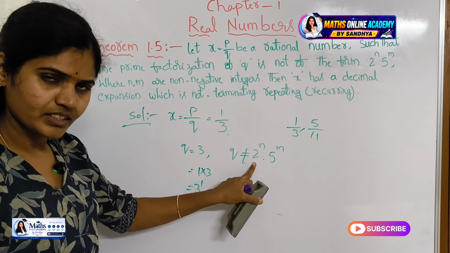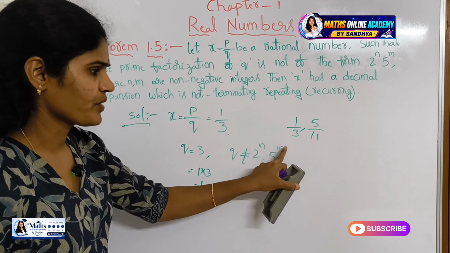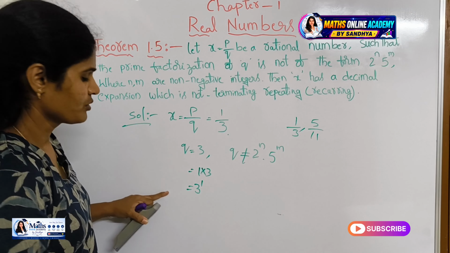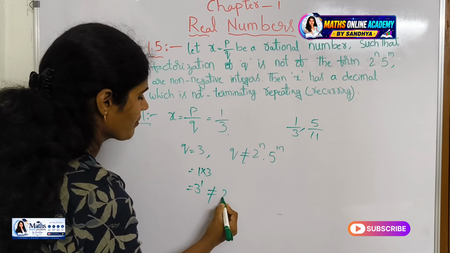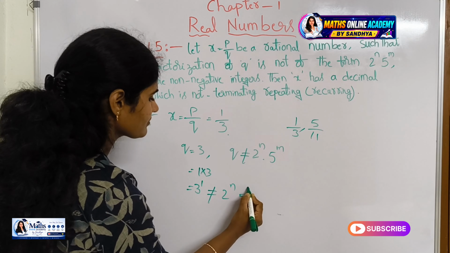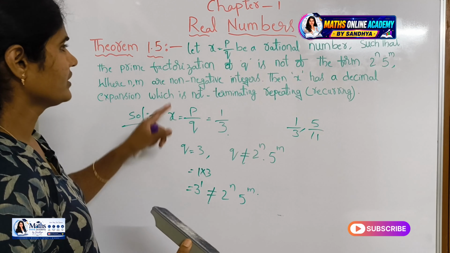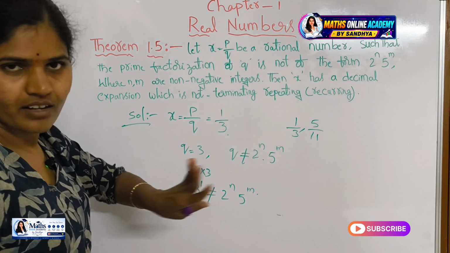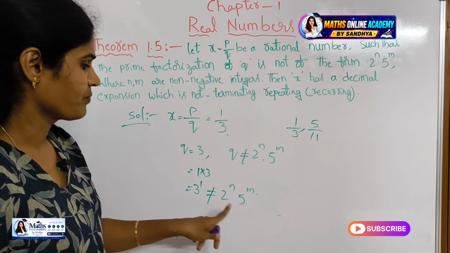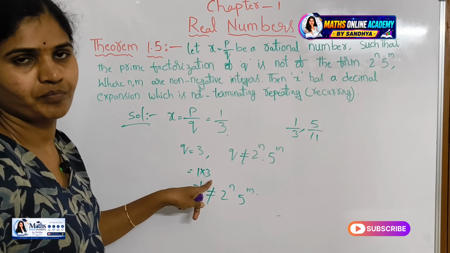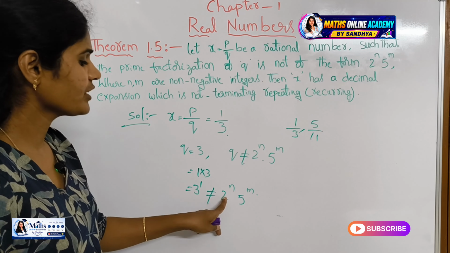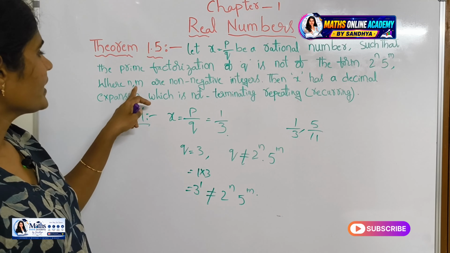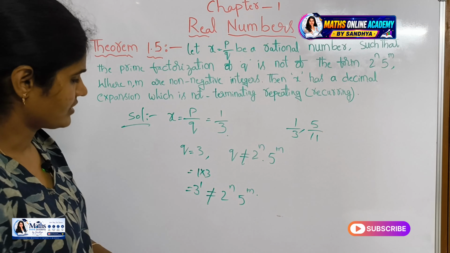Here we can't write q in the form of 2 power n 5 power m. We can't write 3 in the form of 2 power n 5 power m. So this is not in the form of 2 power n 5 power m. So this is the rational number such that the prime factorization of q is not in the form of 2 power n 5 power m. We are writing 1 into 3, so 3 power 1. You can't write it as 2 power n into 5 power m. So that is not satisfying, where n, m are non-negative integers.